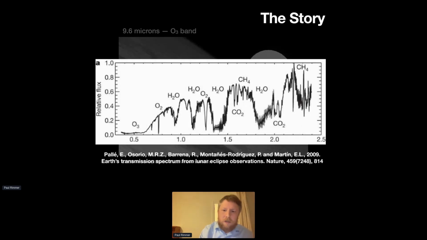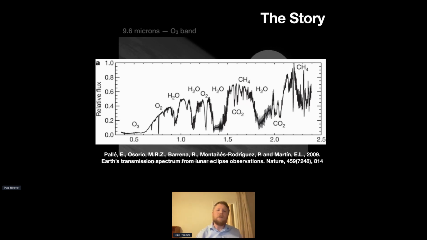And so this is actually a picture of this sort of relative flux. This is a nice paper by Palais et al. 2009, which is Earth's transmission spectrum from lunar eclipse observations. And so what you can see here is you can see ozone and oxygen and methane. And it's particularly the sort of oxygen and methane, often called a sort of redox disequilibrium pair. You would imagine that the oxygen, the O2, and the methane, the CH4, would react with each other and form CO2 and water. They wouldn't be stable in this atmosphere long term.